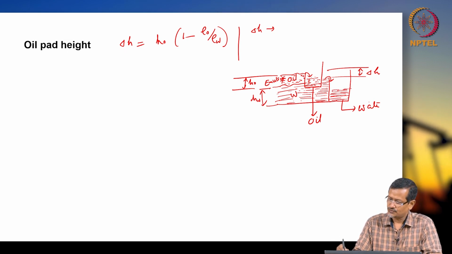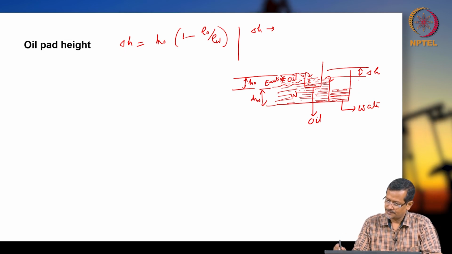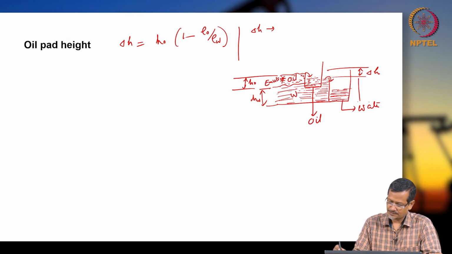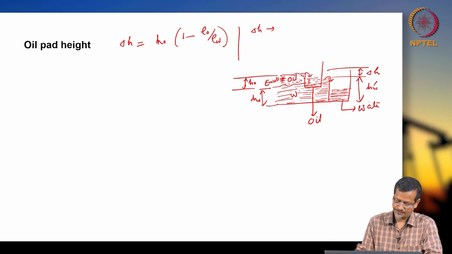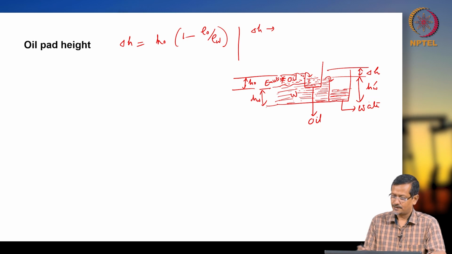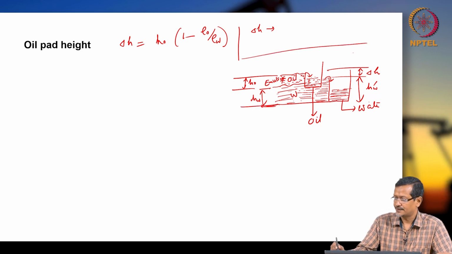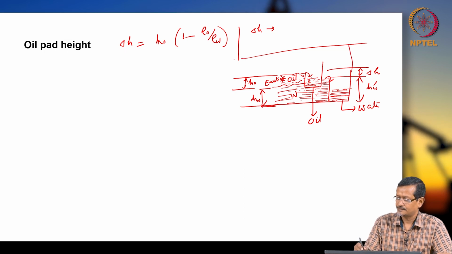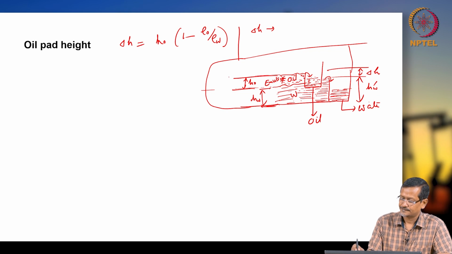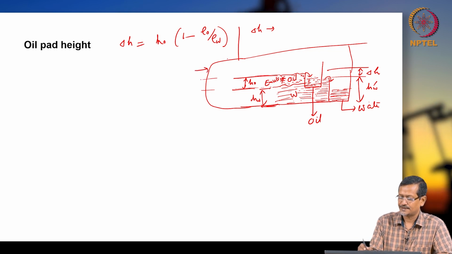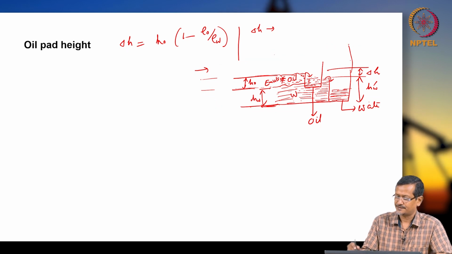This is HO, this distance is HW dash. Okay, so you can assume this is a separator. This inlet diverter is there, so I am not drawing the other part. Okay, so I am erasing this part.